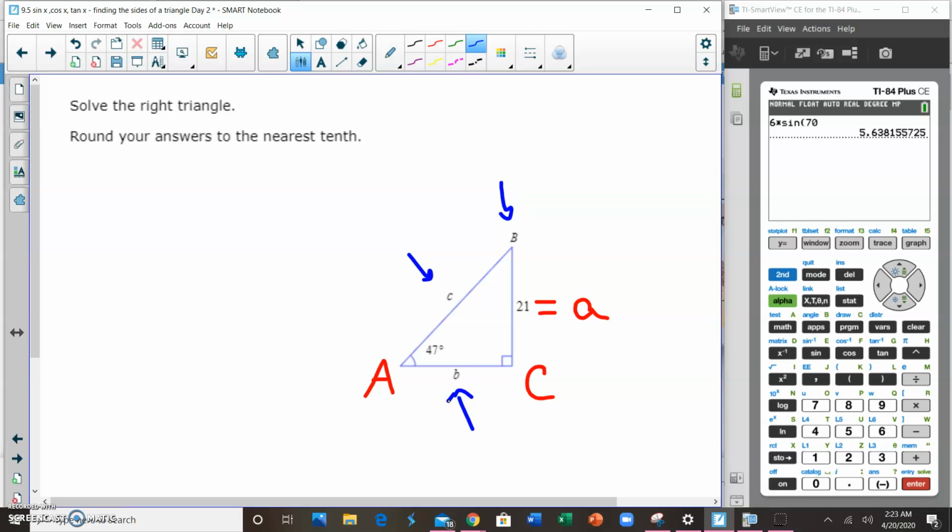I'm going to start with the easiest one. I'm going to start with angle B. So angle B, this is 180 degrees in a triangle always, this is 90 degrees. So angle B is going to be 90 degrees minus 47 degrees. So angle B is going to be 43 degrees. All right, that wasn't so bad. Okay, now we got to find side C and side B.